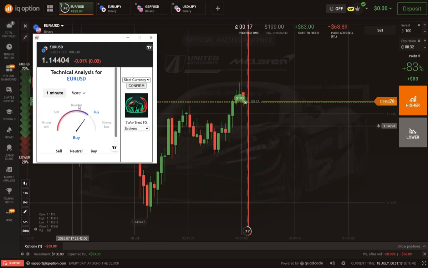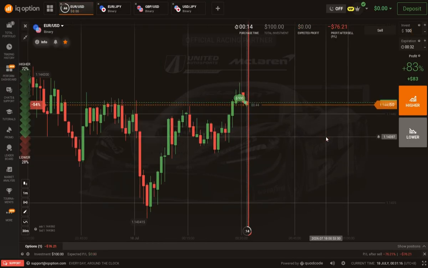Now the trade is active. There's nothing else to do except stay patient and let the trade play out. No panic, no emotional decisions. Just trust the analysis and wait for the expiration time.